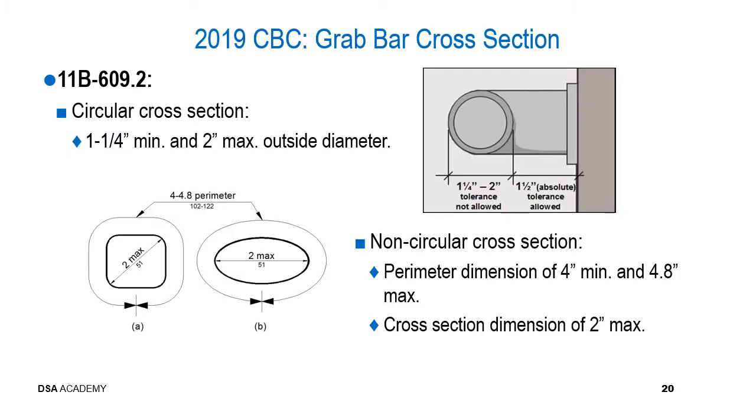Grab bar cross sections in 11B-609.2 are the same as what they've been in the past code cycle. For those that have a circular cross section, the 1 1/4 inch minimum and 2 inch maximum outside diameter is still the case. When there are non-circular cross sections, there's the limitations that have been specified in the past code, that is the perimeter dimension of 4 inch minimum and 4.8 inches maximum, and the cross section dimension of 2 inch maximum still applies.